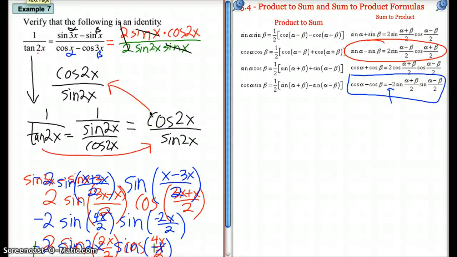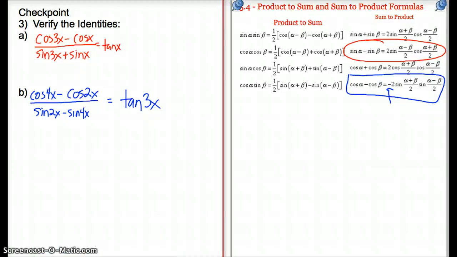So these sum to product and product to sum formulas look complicated, but they can be super handy to allow you to change things to products really quickly. That's going to be extremely helpful to change things to products when we have fractions involved. At this point, give it a shot on your own. See if you can figure out what you can cancel, using those formulas, to verify the following identities.